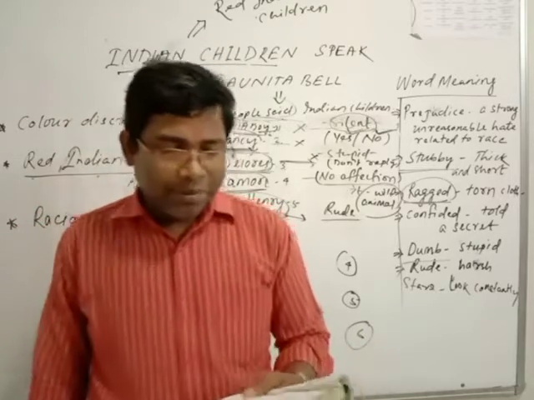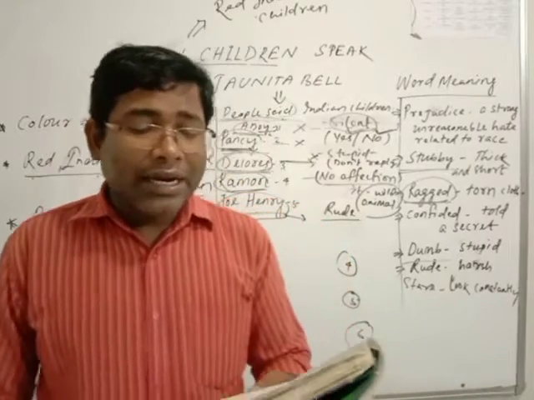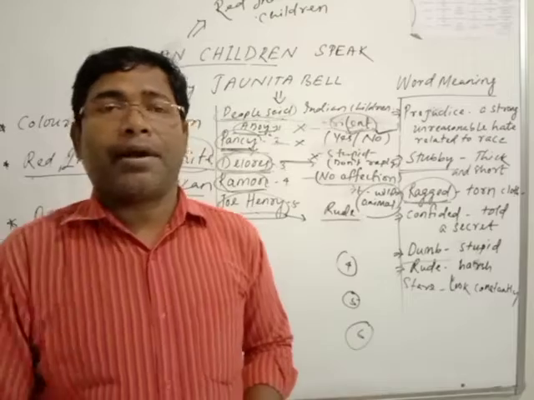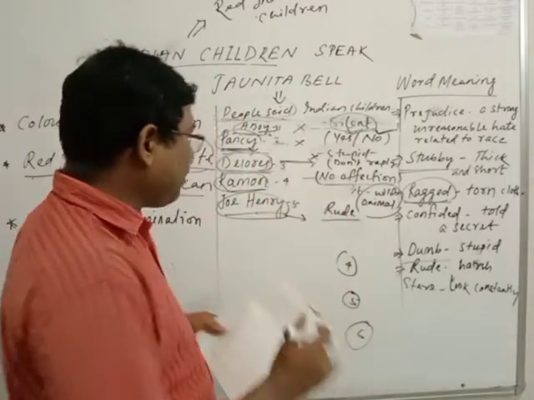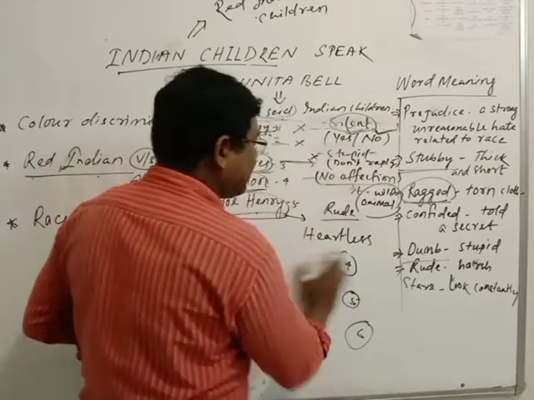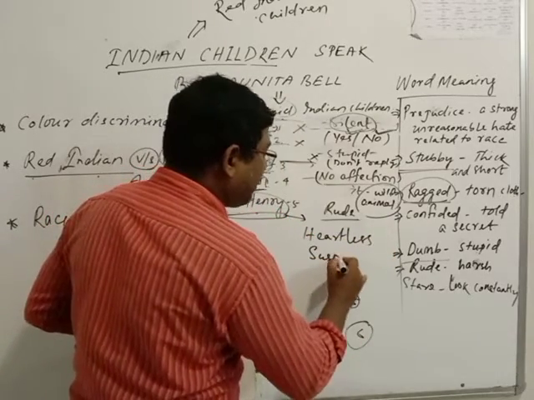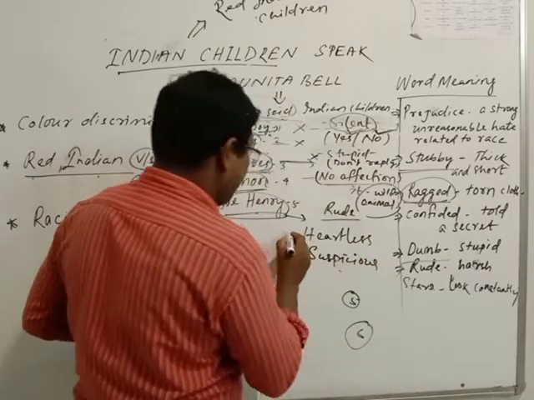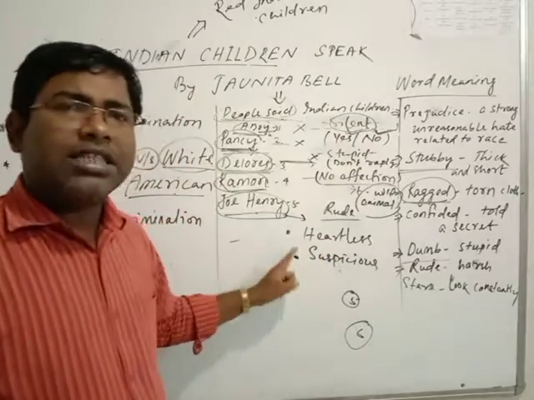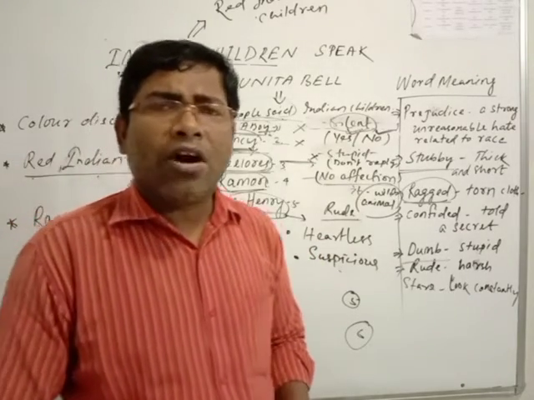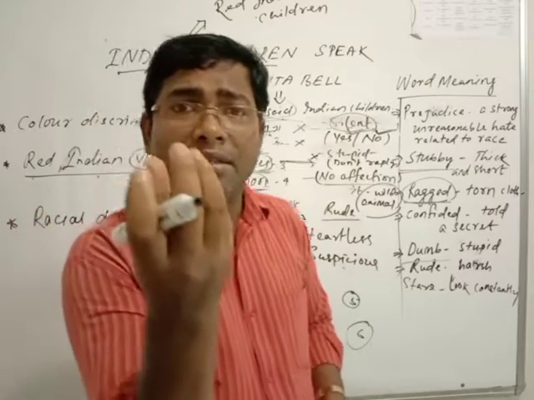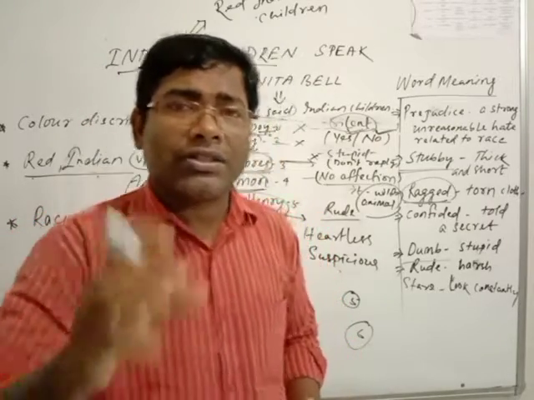And last stanza, people say Indian children never take you in. Outside their thoughts, you are always tired. Okay, last stanza, people say they are heartless. Okay, they are heartless and suspicious. People say that Indian children are very heartless and suspicious. They cannot take you in. Means you will not get a space in their hearts.